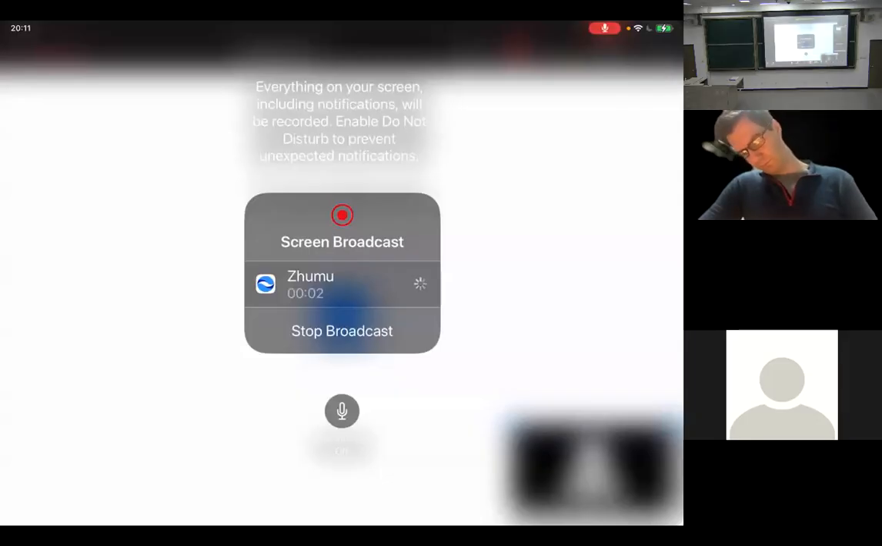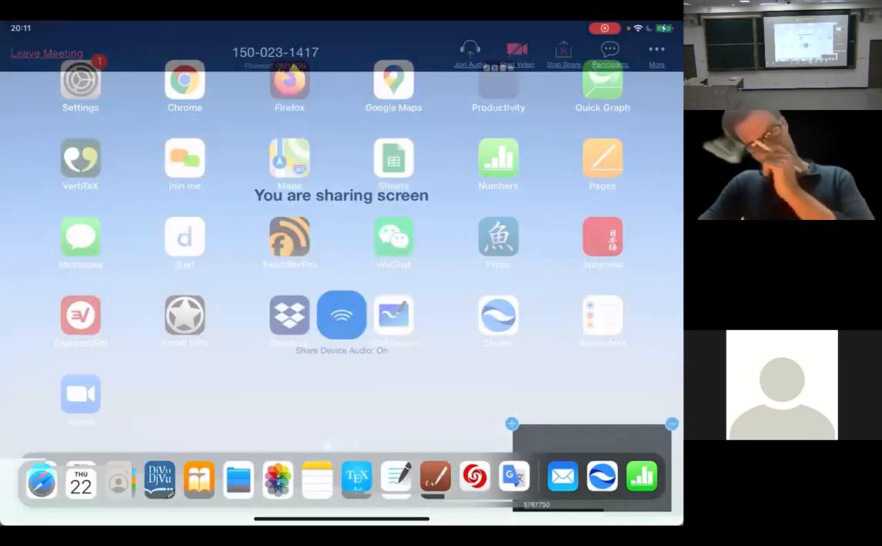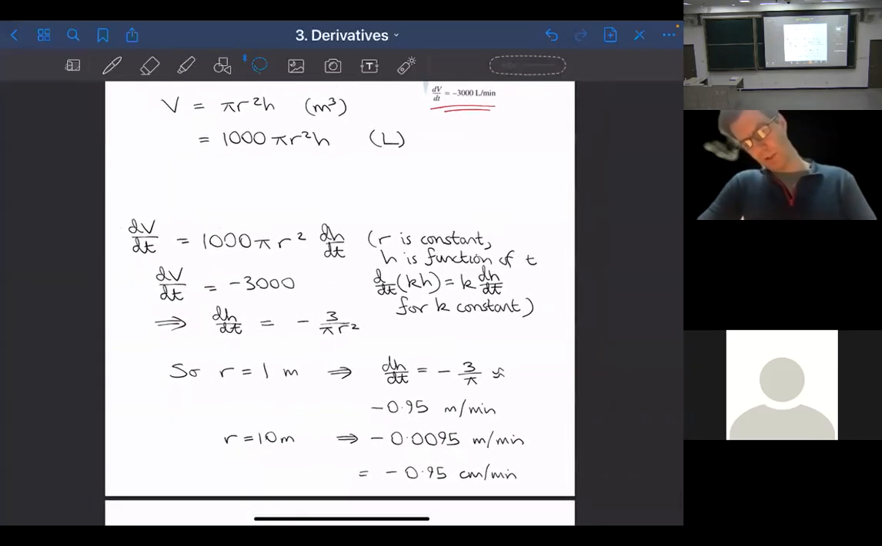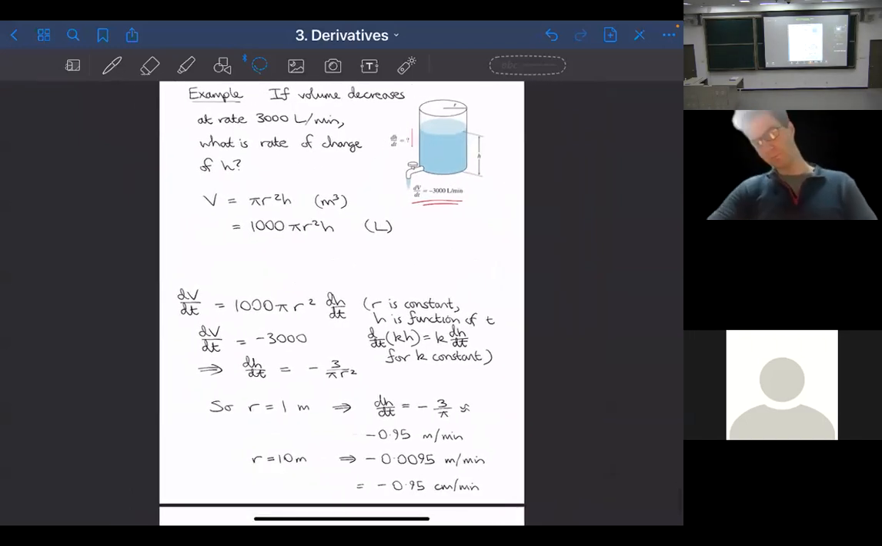Hi, let's continue. So, I need to share my screen again. So there was a request to go back and look at the tank question. Here we are. So let me explain this in a slightly different way. So we have this equation relating V and R and H.